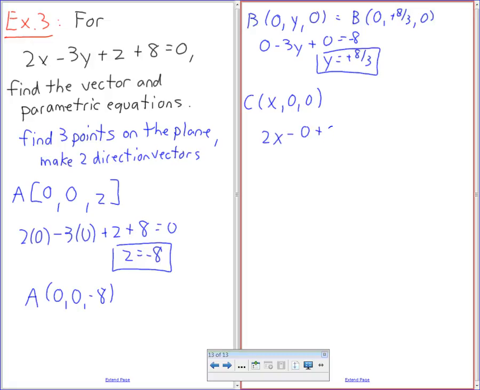Point C is going to be x comma 0 comma 0, which is going to be 2x minus 0 plus 0 equals negative 8. So x is negative 4. So this point is going to be C, negative 4, comma 0, comma 0. And my A was 0, 0, negative 8.